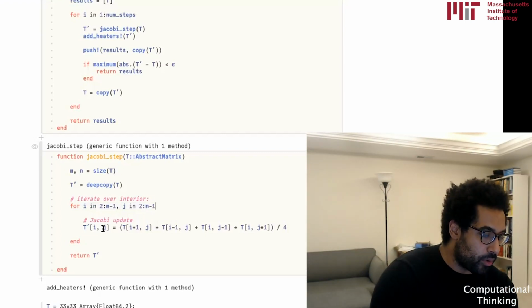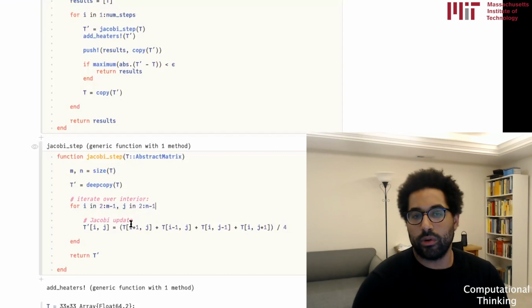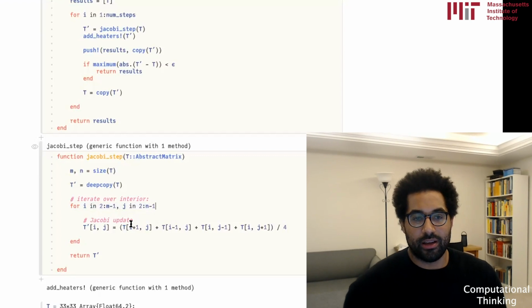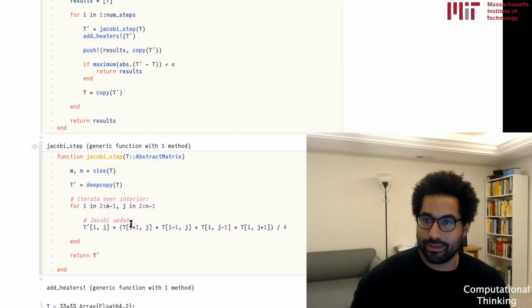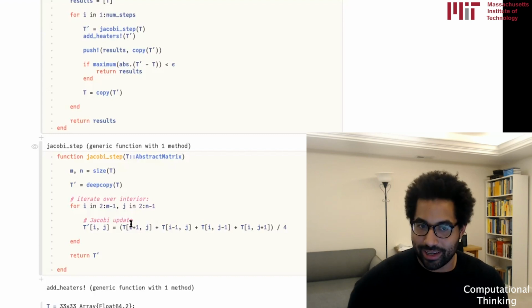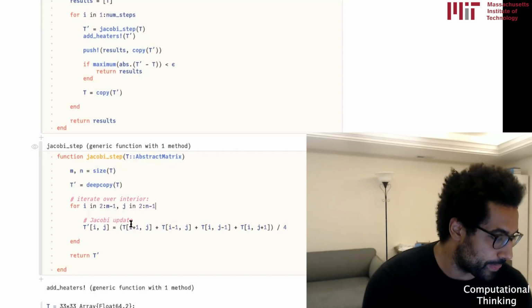And for each of these points, we're defining this new array T prime to simply equal the average of T of its neighbors for Tij. And so this is just the Jacobi update, which I showed you and which Alan has already talked about, but now it's coded for you.